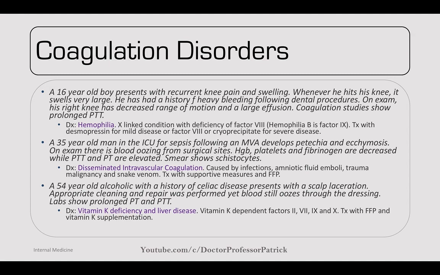Next, we've got a 54-year-old alcoholic with a history of celiac disease who presents with a scalp laceration. Appropriate cleaning and repair was performed, yet blood is still oozing through the dressing. Labs show a prolonged PT and PTT. So this is vitamin K deficiency and liver disease. Vitamin K dependent factors are your 2, 7, 9, and 10. You can treat these with FFP and vitamin K supplementation. Celiac disease impairs absorption of fat-soluble vitamins, and those with alcoholism have liver disease, which impairs the production of clotting factors. So both of these groups are at risk.